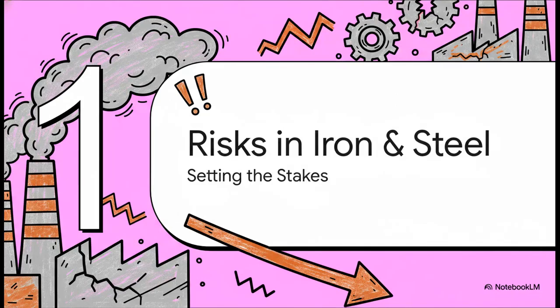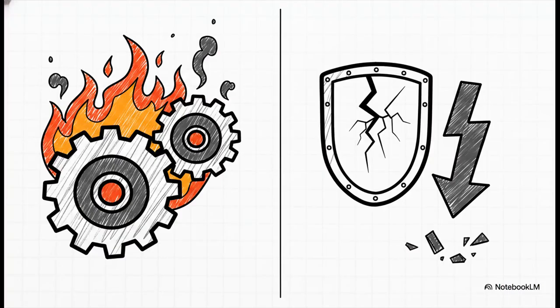Starting off with Section 1, Risks in Iron and Steel. Let's set the stakes here. Before we get into the heavy math, we really need to set the stakes for why precise measurement of these metrics is absolutely critical to corporate managers, your stakeholders, and of course, investors. We have to ground these technical reporting standards in the physical reality of the work itself.